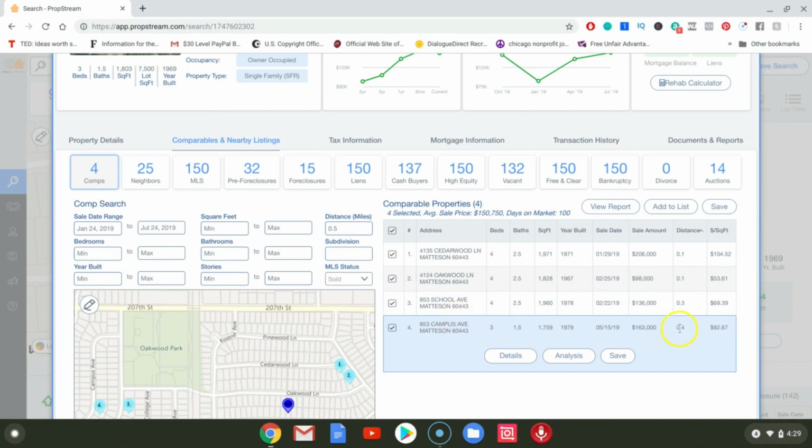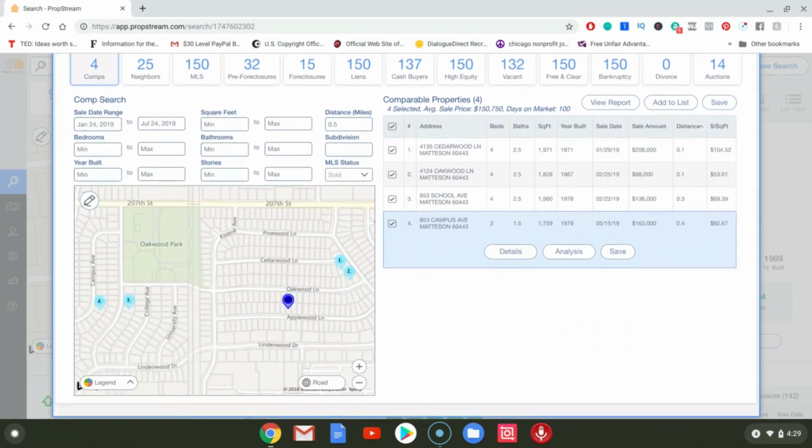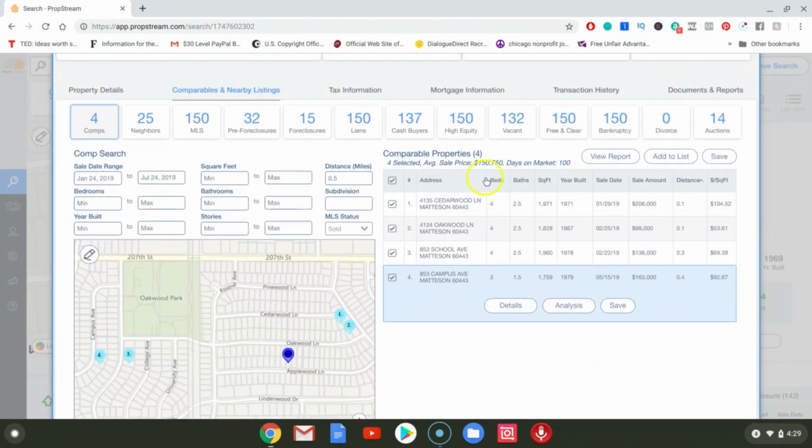This also is 0.4 miles away from our subject property. But you can see that it says the average sale price is $150,000, which is really similar to what we were seeing on realtor.com. You can see that $206,000 property is right here. So anyway, this is how you can see what has actually sold.